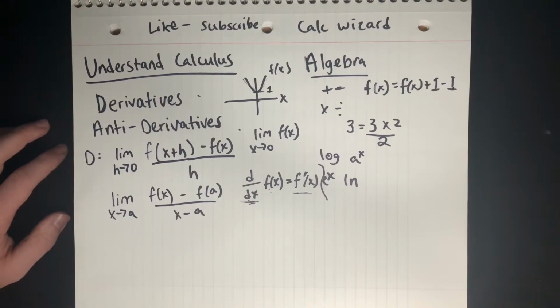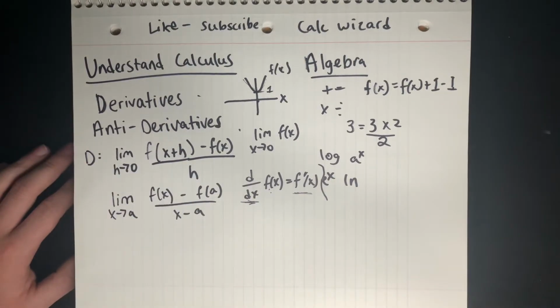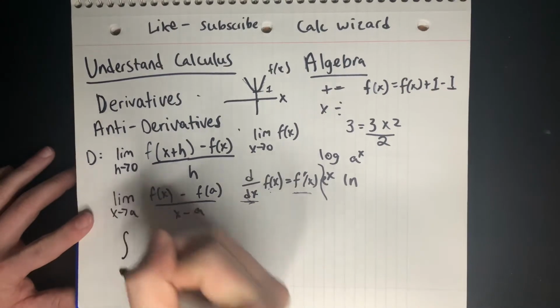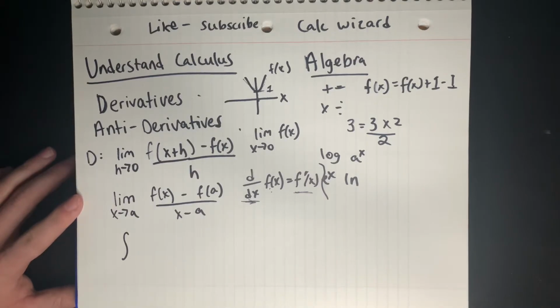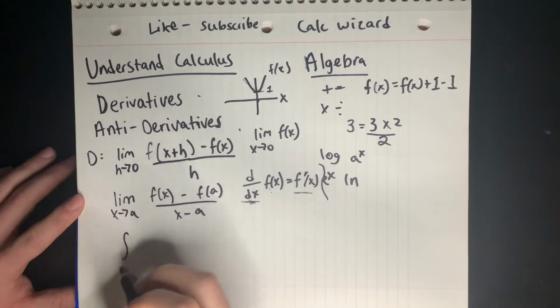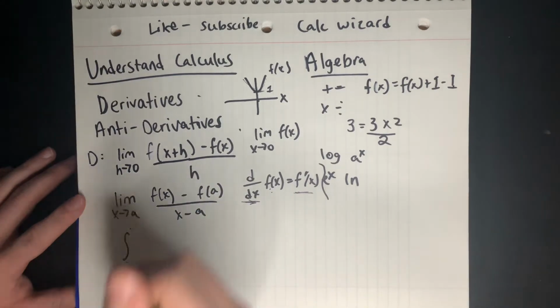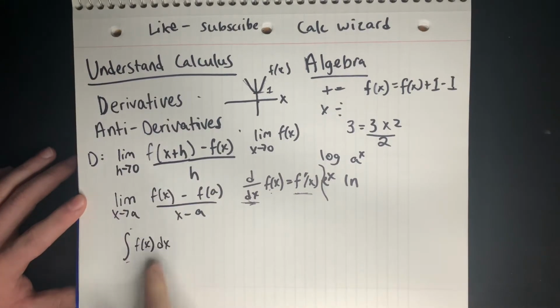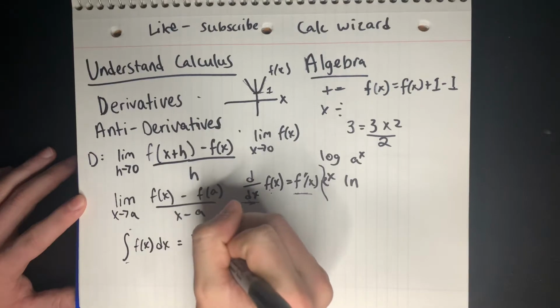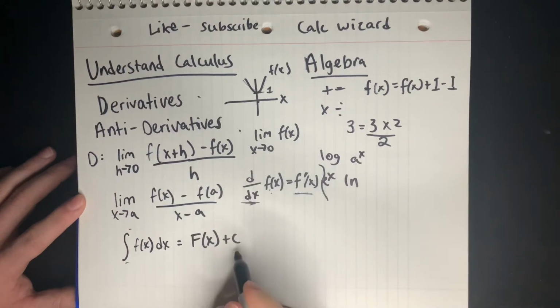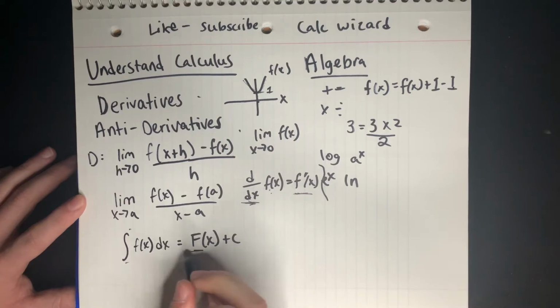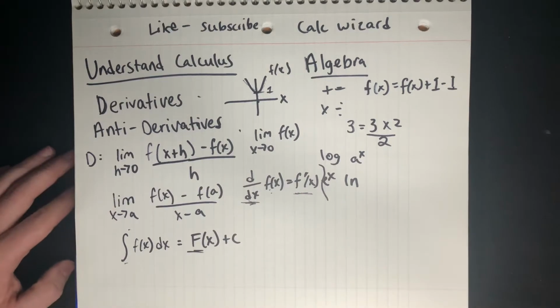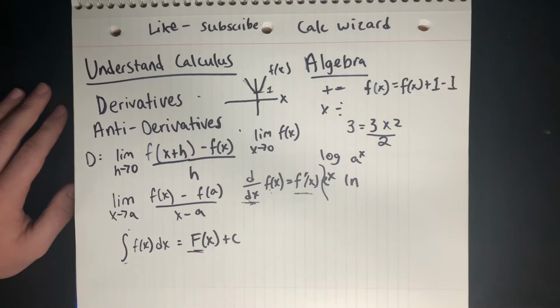Now moving on to antiderivatives. The definition is easier, I guess. That's just the sign for an antiderivative. We also call it an integral, and these have upper and lower bounds. I'm not going to get into them right now, but if we have an antiderivative of a function, that's going to equal the antiderivative plus a constant c. This capital F just notates that this is the antiderivative.